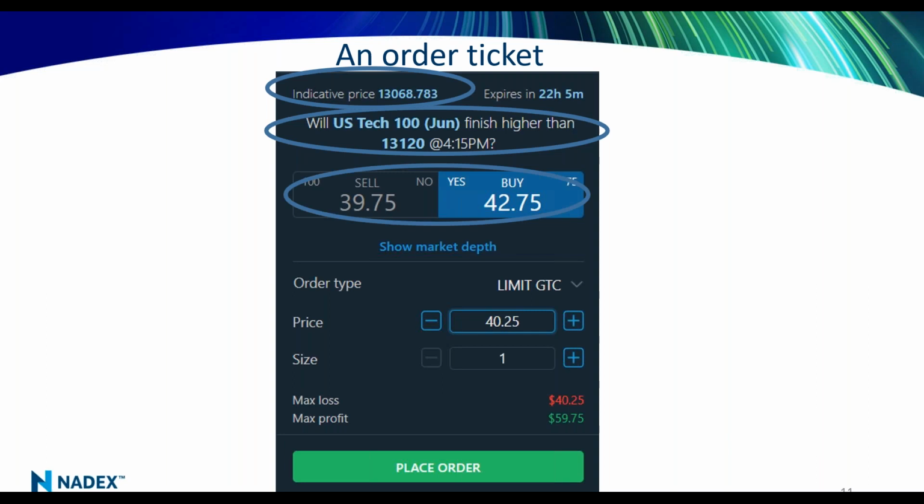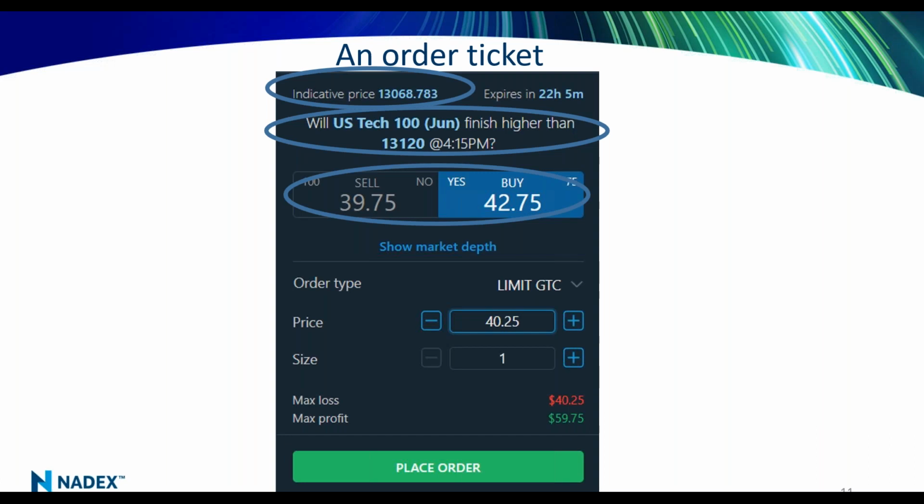If I think no, it's not going to, I see that we're currently trading at 13,068. I don't think it's going to get above 13,120. The market is right around 40. So right now they're saying there's about a 40% probability, that's the middle of the bid ask, that it's going to be true. 60% is going to be false. Now, if I say no, I could sell it at 39.75. If I think yes, I could buy it at 42.75.